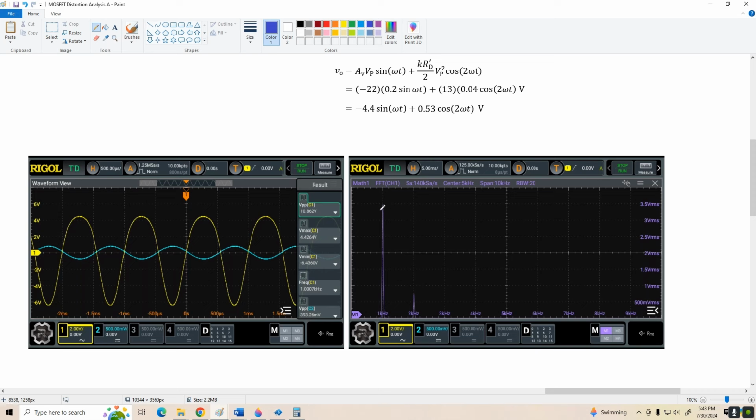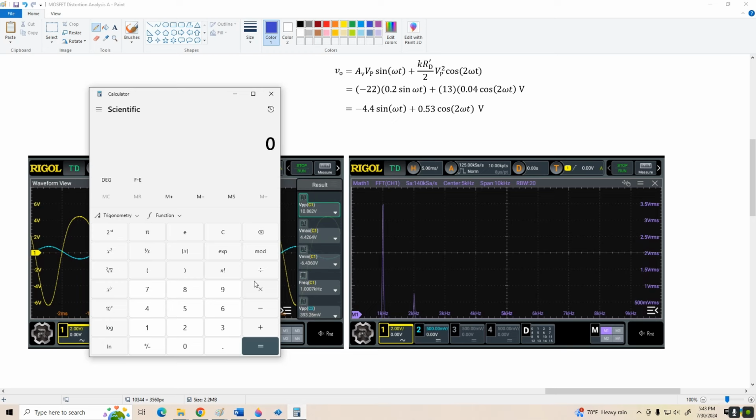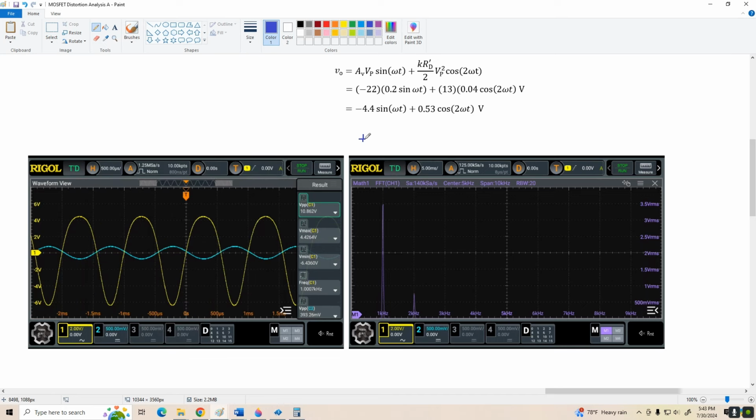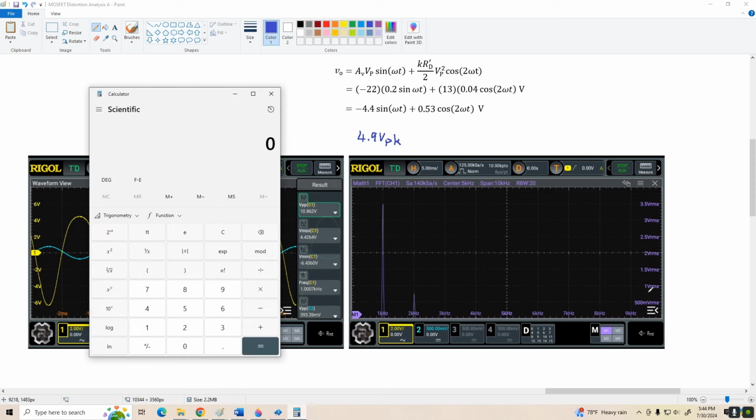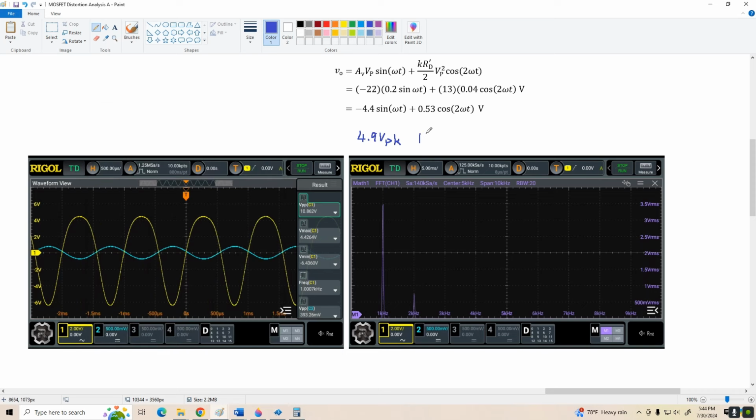Now over here is our output signal spectrum, and the fundamental at 1 kilohertz has an amplitude of about 3.5 volts RMS. The second harmonic at 2 kilohertz has an amplitude of about 750 millivolts RMS. So let's convert those to peak values here. 3.5 volts RMS times the square root of 2 is a peak voltage of about 4.9 volts. So this should be 4.9 volts peak. Our second harmonic has an amplitude of 750 millivolts, so that's 0.75 times the square root of 2, about 1 volt peak.